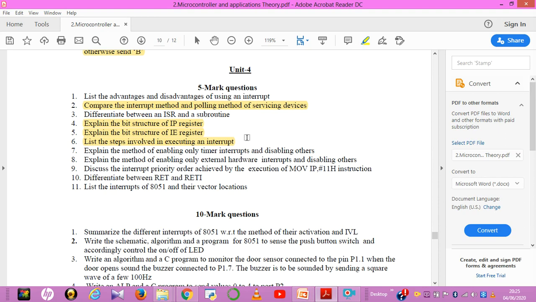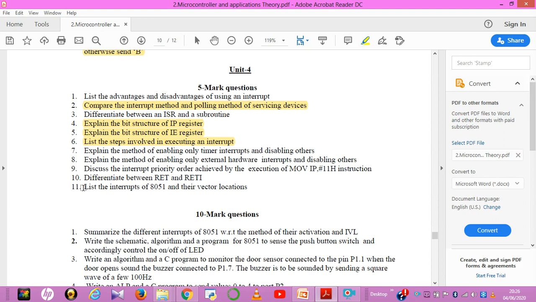Then while suspending the normal execution and giving service to the interrupt, what steps are followed by the 8051? Those steps you have to write here. There are a total of 6 steps. You have to explain all those 6 steps involved in executing an interrupt.